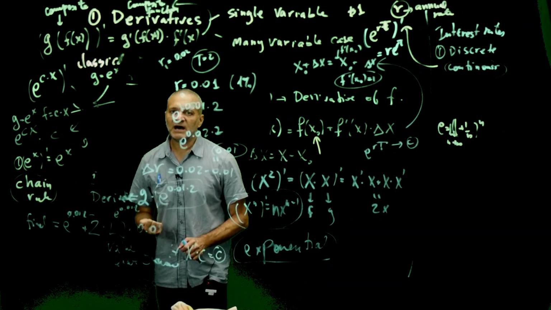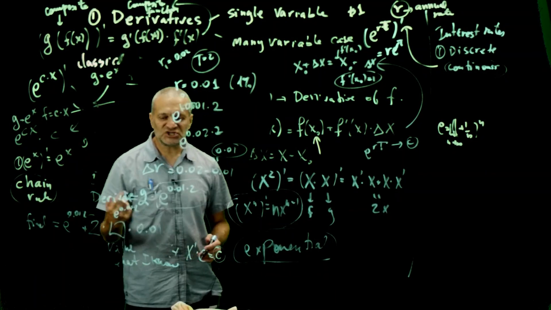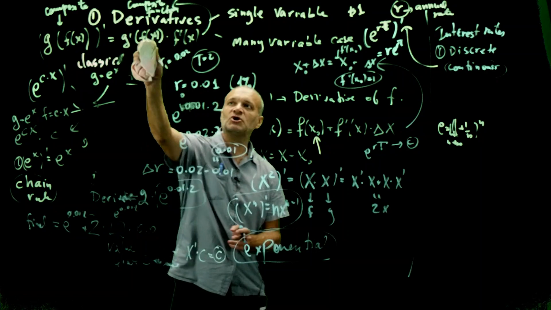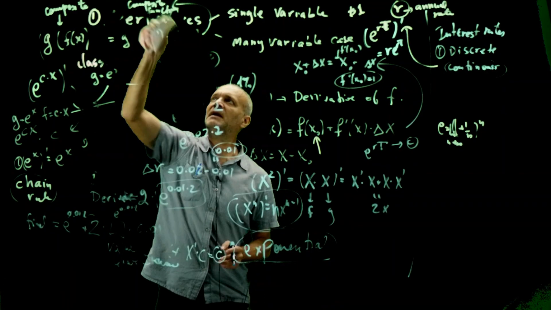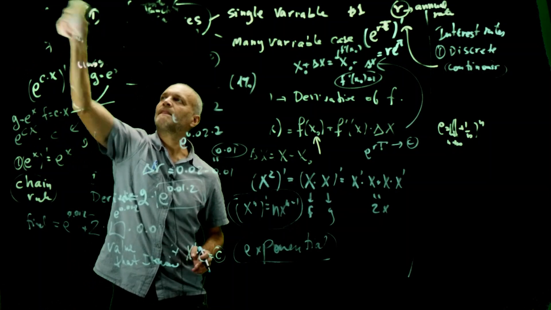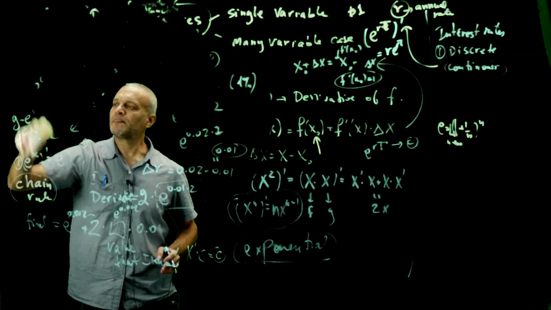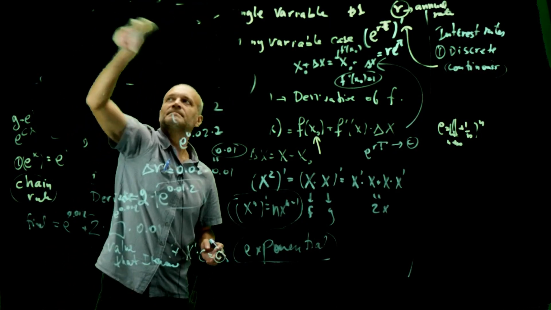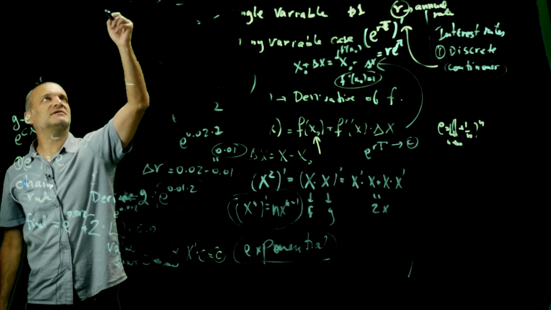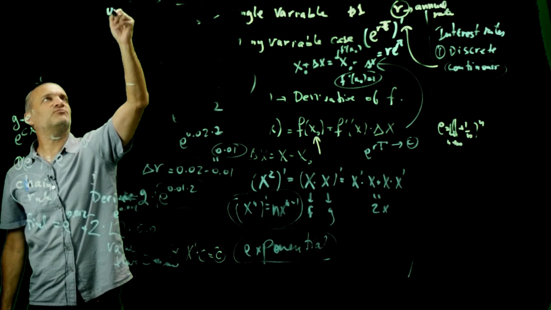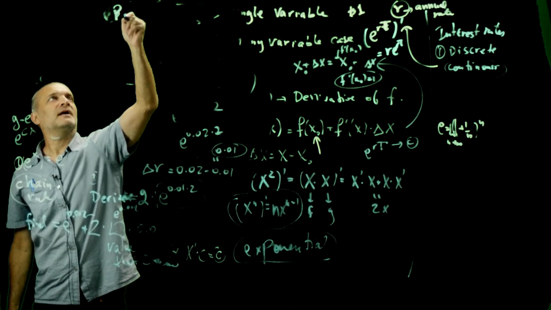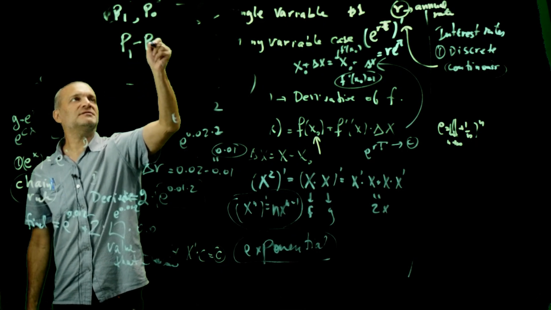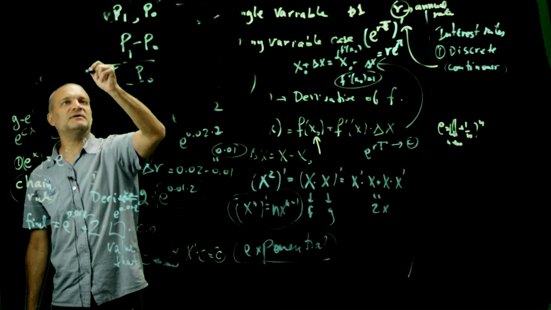Now, what you care about as a financial professional is not just the absolute movement, you care also about the return. So how do you handle the return? What is the return? Remember that returns are as follows. If you have price 1 and price 0, your return is going to be p1 minus p0 divided by p0. This is going to be your return.